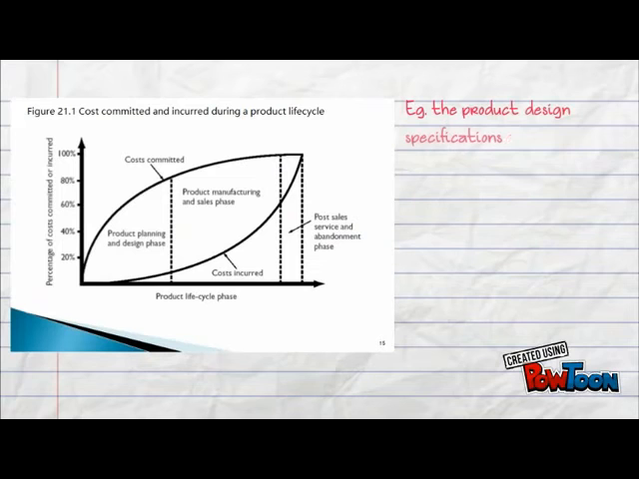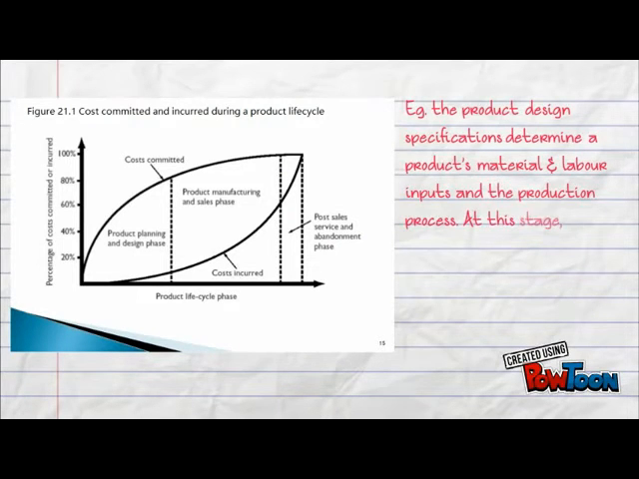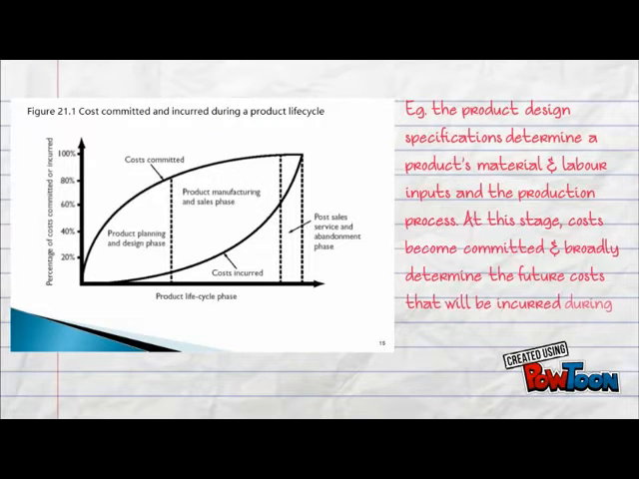For example, the product design specifications determine a product's material and labor inputs and the production process. At this stage, costs become committed and broadly determine the future costs that will be incurred during the manufacturing stage.